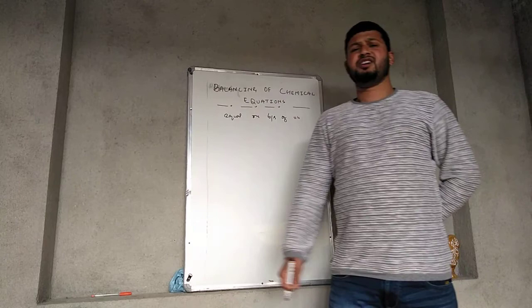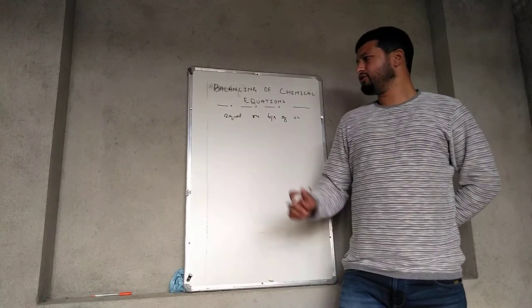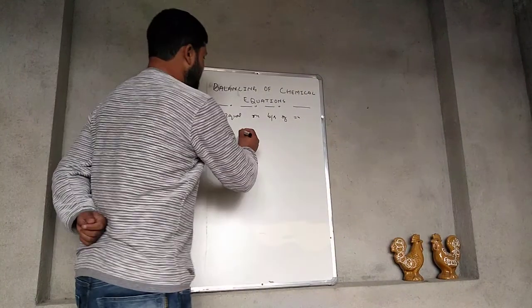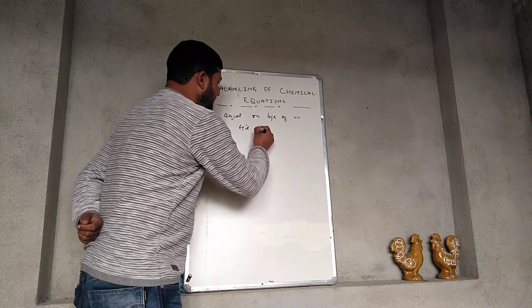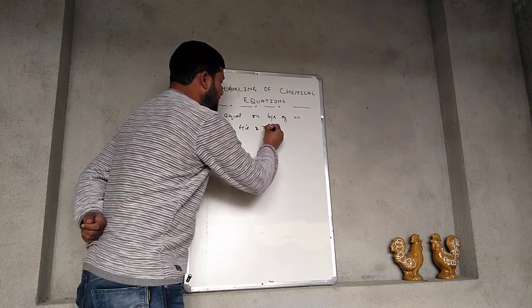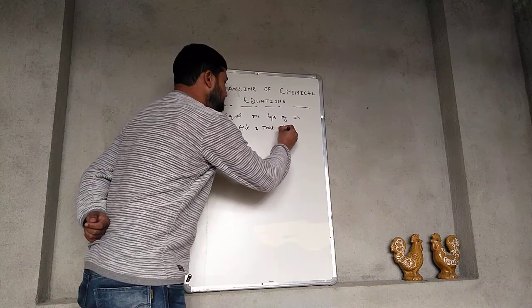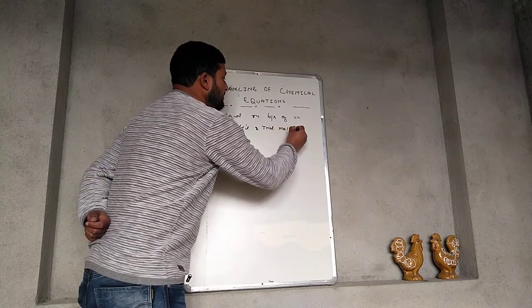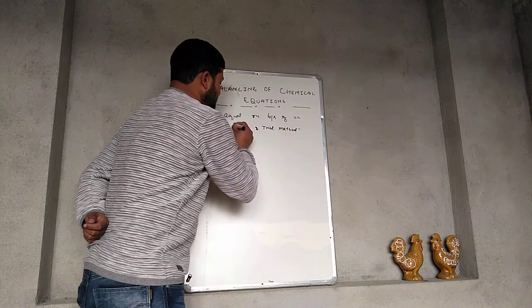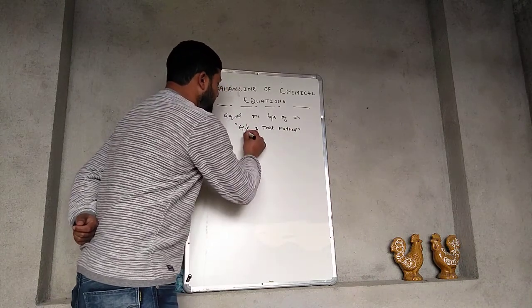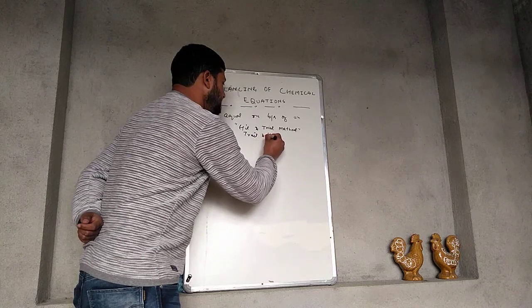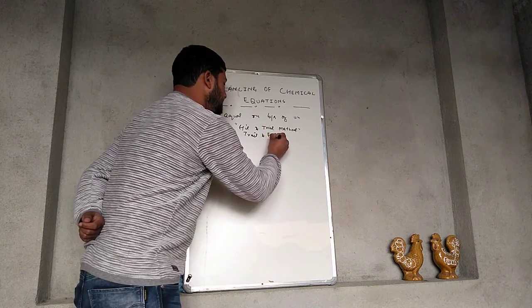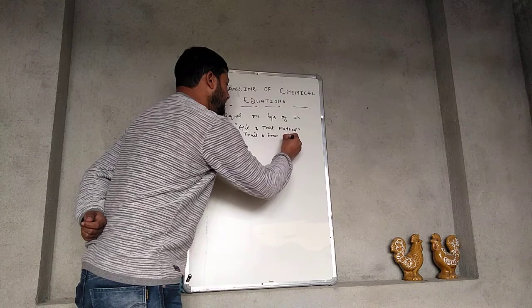This balancing of chemical reactions is usually done by a method known as the hit and try method. This method is also known as the trial and error method.